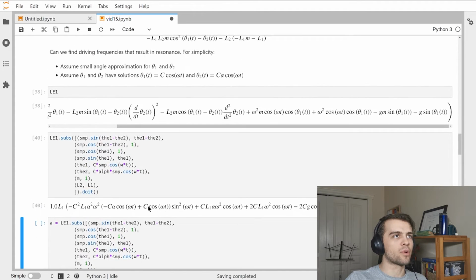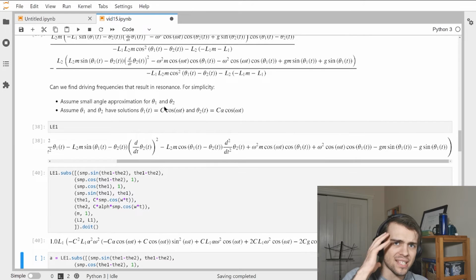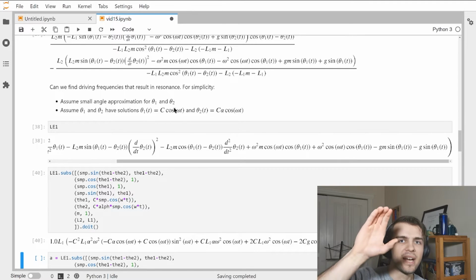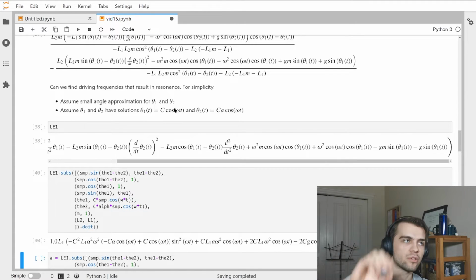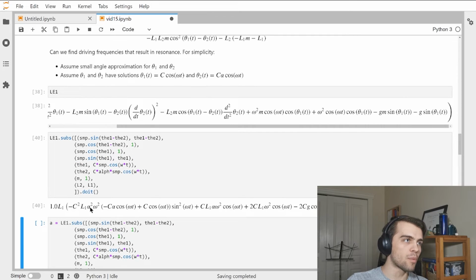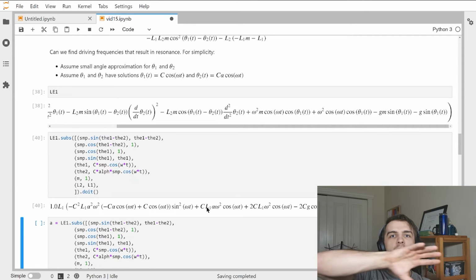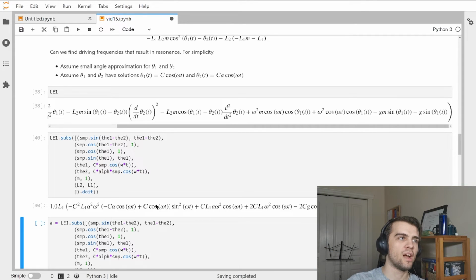Now, the second thing is that we're assuming that c is small. And why is c small? Well, we're in the small angle approximation for theta 1 and theta 2. So if theta 1 is c cos omega t, then c has to be small for the angle to be small. So for now, we're only going to take the linear terms in c in this equation, right? You have a Taylor expansion in terms of c in this problem. We're going to drop all higher order terms than c to the 1.